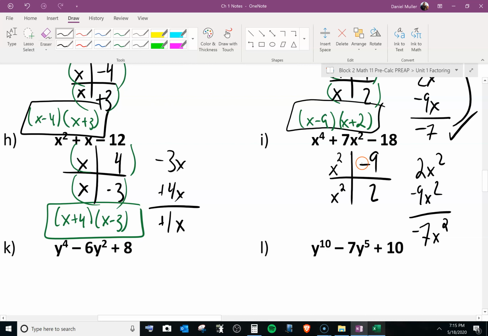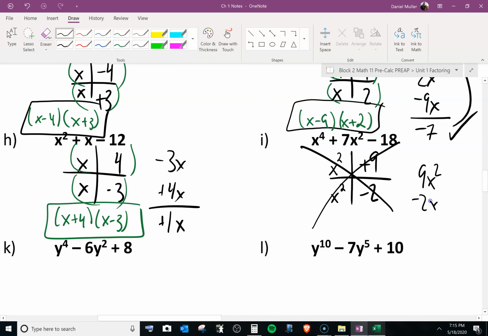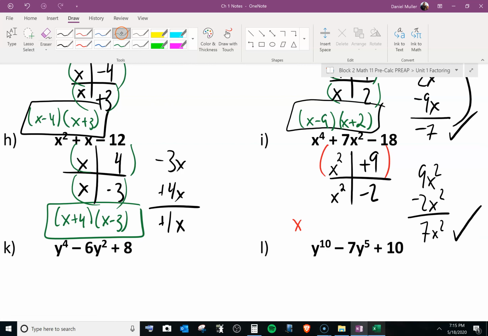So I'm going to make this negative 9 a positive 9, and the positive 2 a negative 2. So now I'm going to do my diagonals. I'm going to get a 9x squared and a negative 2x squared. And if I put those together and add them, I'm going to get a positive 7x squared, which is what I need. So I have an x, I can do this in green. So x squared plus 9. And then an x squared minus 2.